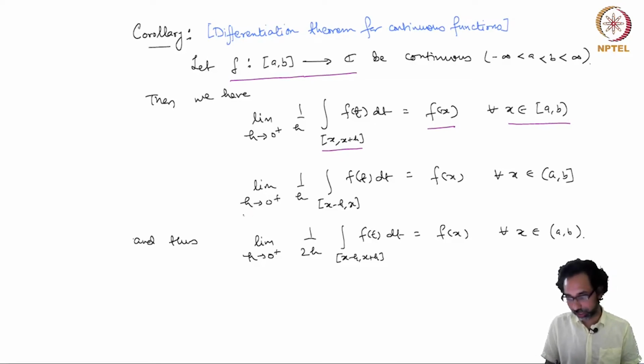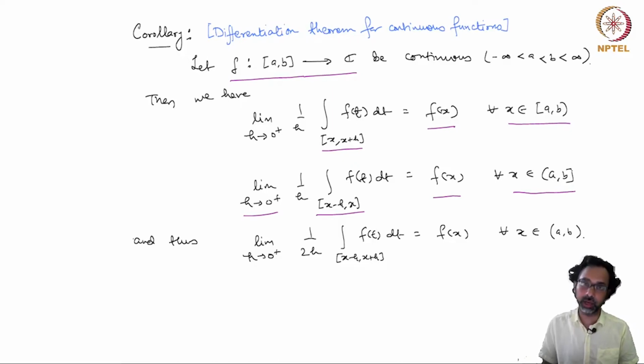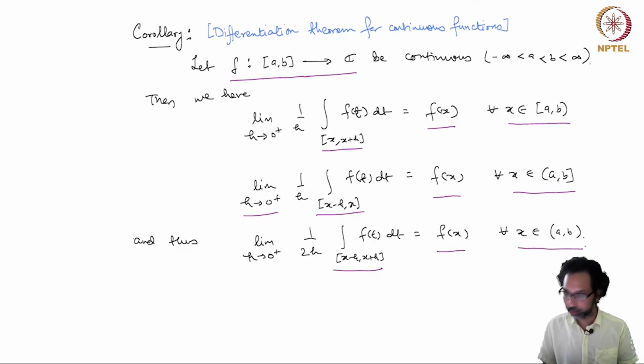Similarly, the limit as h tends to 0+ of 1 over h times the integral over x minus h to x of f(t) dt is again f(x), and now this is for all x in (a, b], where b is included and a is excluded. And if you combine these two, we get that the limit as h tends to 0 from the right of 1 over 2h times the integral over x minus h to x plus h of f(t) dt is again f(x). This is for all x in the interior of the interval (a, b). And so this is the differentiation theorem for continuous functions that one learns in classical calculus.